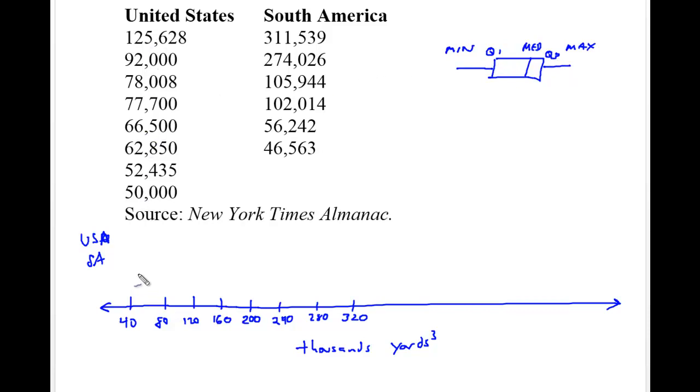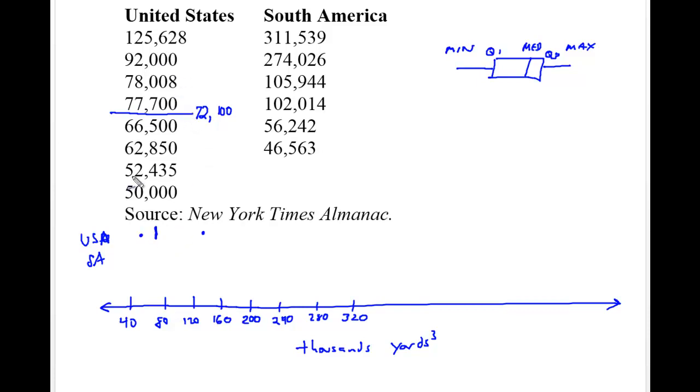So let's take a look at the United States. The minimum is 50,000, so let's put our dot for the minimum here at 50,000, and our maximum is 125,000, so that's going to be our maximum right there. Now our median, since we got 1, 2, 3, 4, 5, 6, 7, 8, the median is going to be between 77,700 and 66,500. So what I will do is add these two up, 77,700 plus 66,500, divided by 2. So my median is going to be 72,100 cubic yards of water. So 72 is going to be about right there.